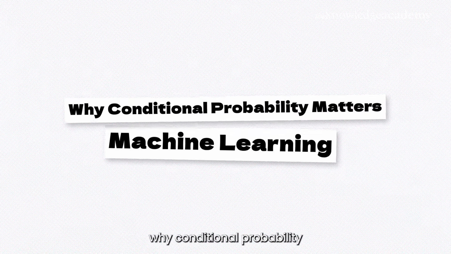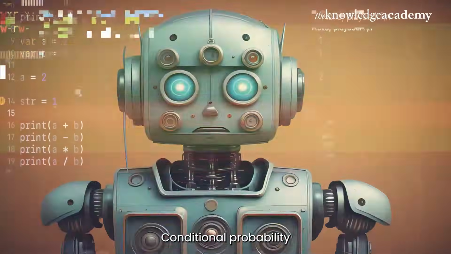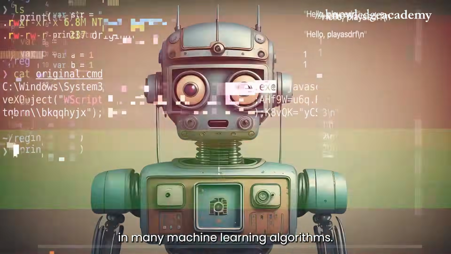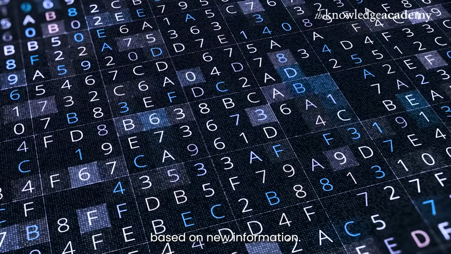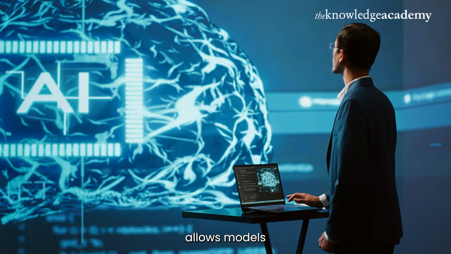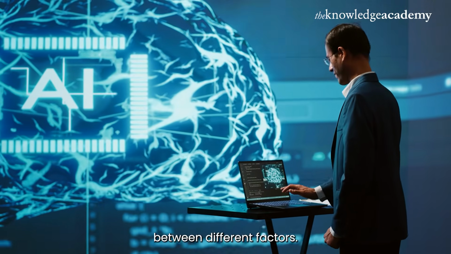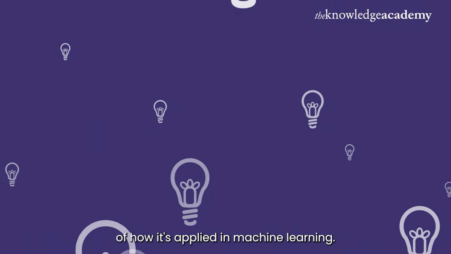Now let's understand why conditional probability matters in machine learning. Conditional probability plays a critical role in many machine learning algorithms. It helps models adjust predictions based on new information. Instead of treating events as independent, conditional probability allows models to consider dependencies between different factors. Here are a few examples of how it's applied in machine learning.